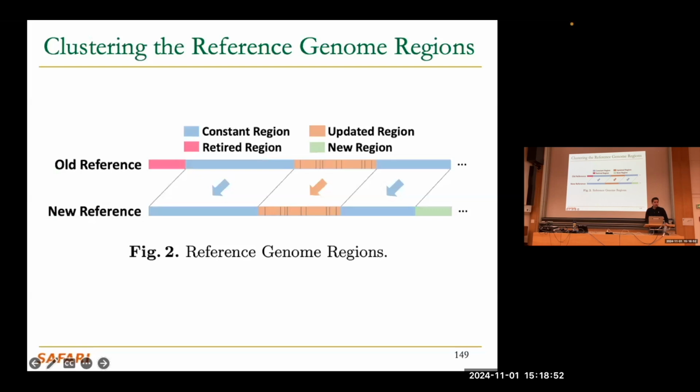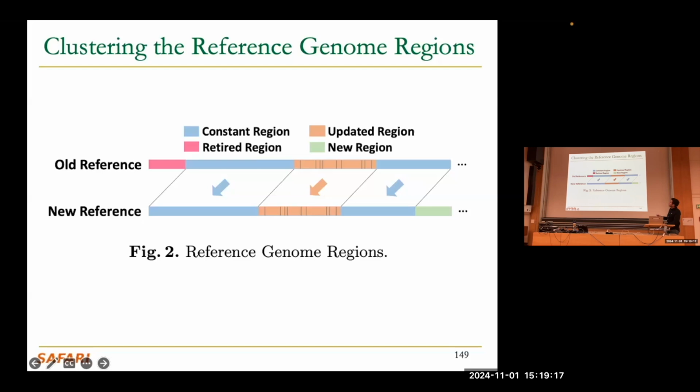So this is the illustration of potential changes that we may have in the new reference genome. So assume this is your old reference genome and this is the new reference genome. And we label mainly 4 parts. The first part is the constant regions. So those are the regions that do not change at all. So they stay exactly the same in terms of their base content.